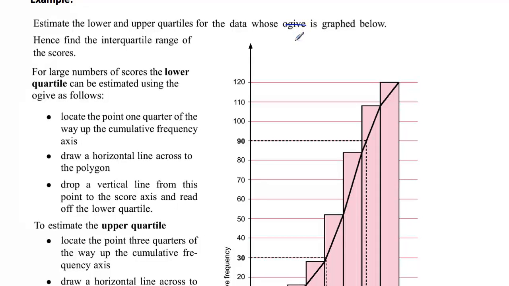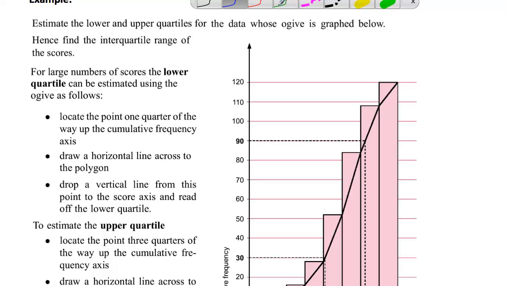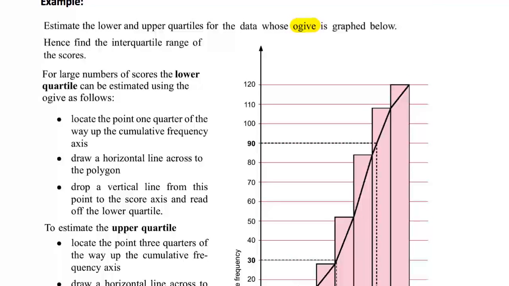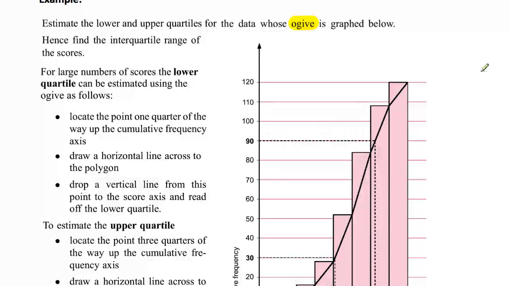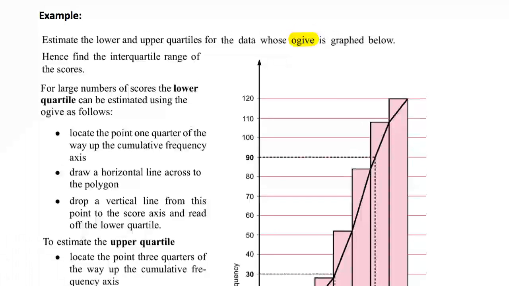Okay, so let me just get a highlighter for that, there we go, from an ogive. I'll move that into the middle a bit better. There we go. All right, so it says, hence find the interquartile range from this one. So how do we do this?